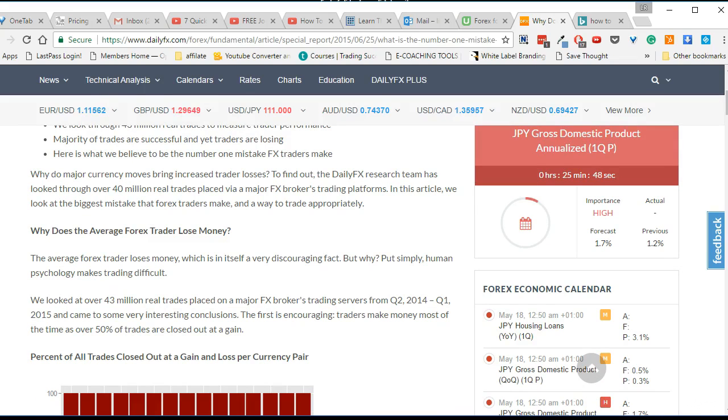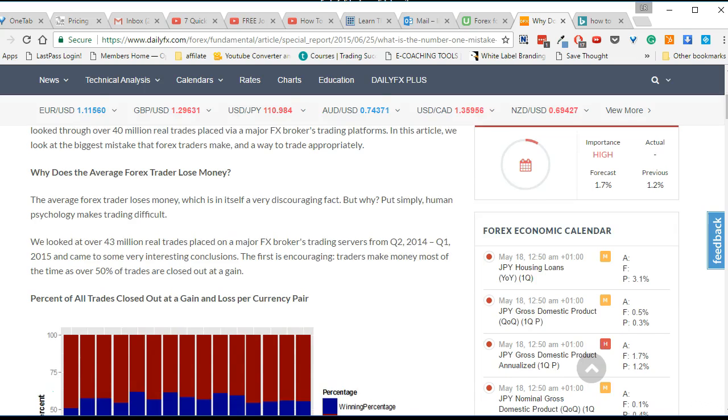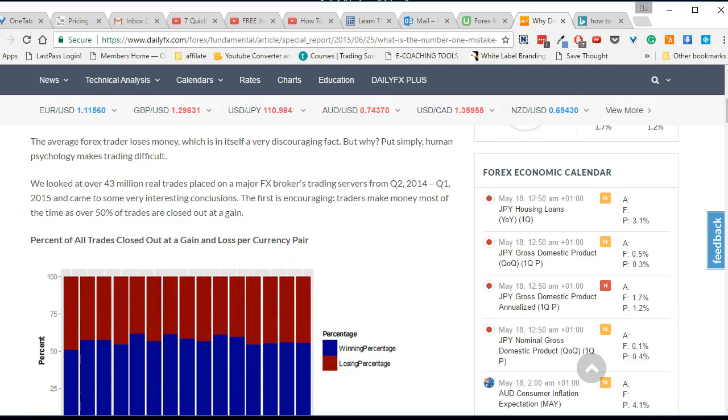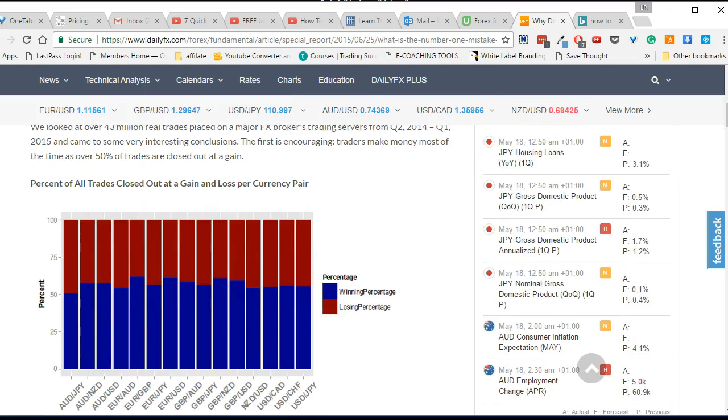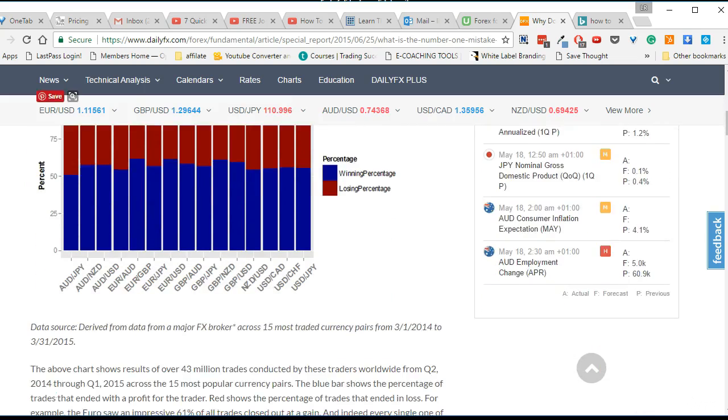But why does the average trader lose money? We looked at over 43 million real trades, and we came to some very interesting conclusions. The first is encouraging. Traders make most money most of the time, as over 50% of trades are closed out at a gain. So a 50% win rate is very, very doable.